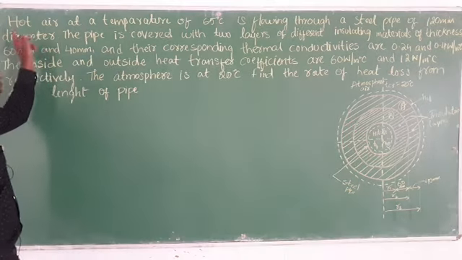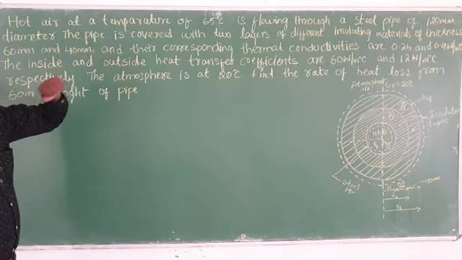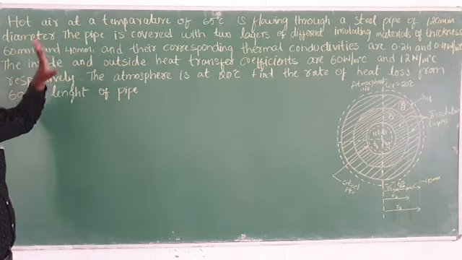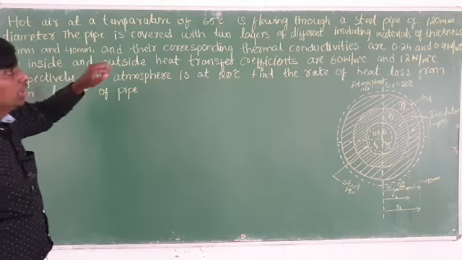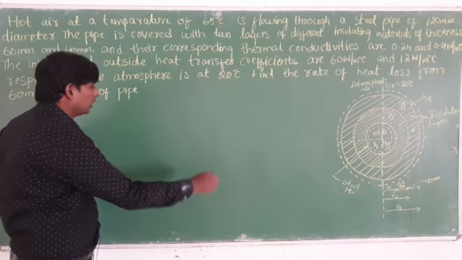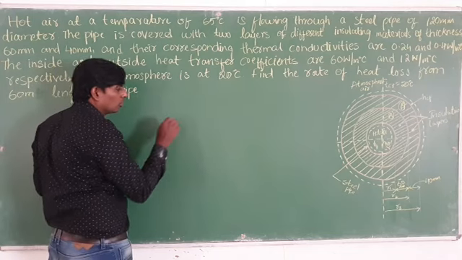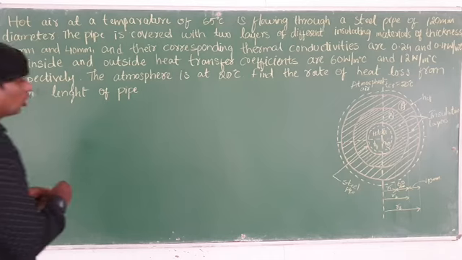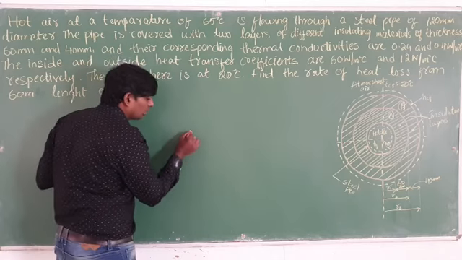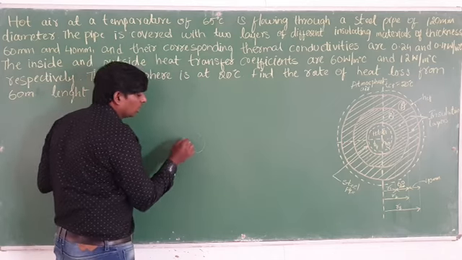Here, what is given? Hot air at a temperature of 65 degrees is flowing through a steel pipe. So first you have to draw the rough diagram. For drawing the rough diagram, what is given? First, hot air is given. So this one you have to take as the hot air.